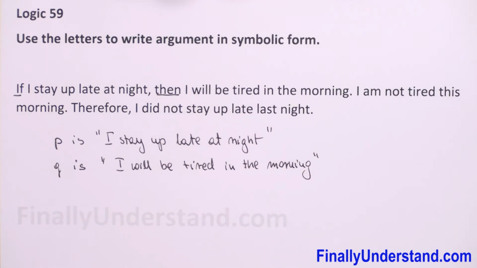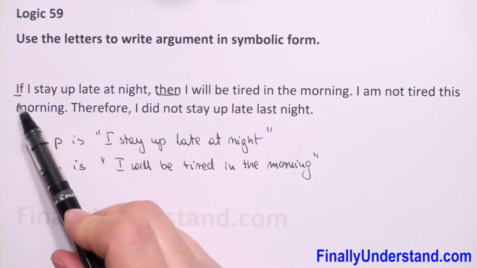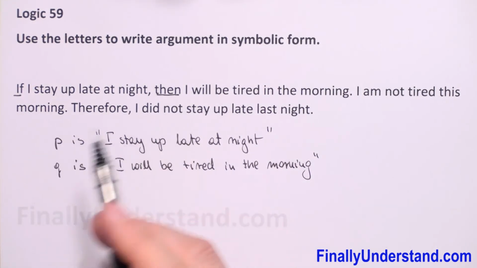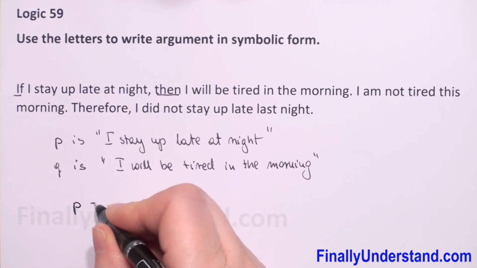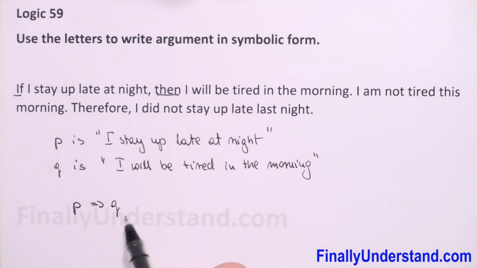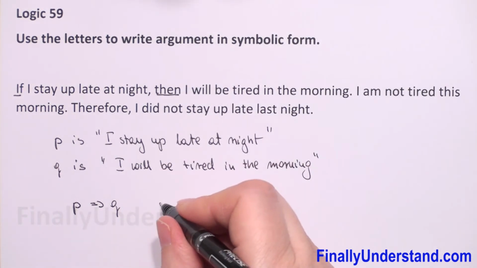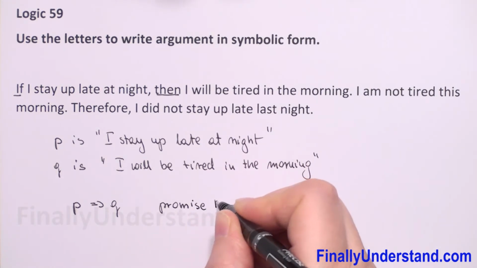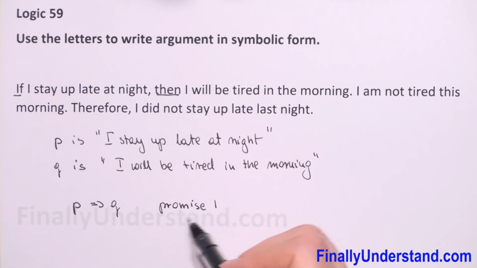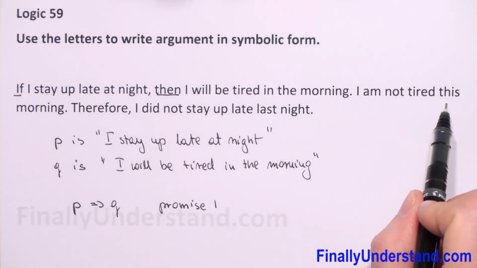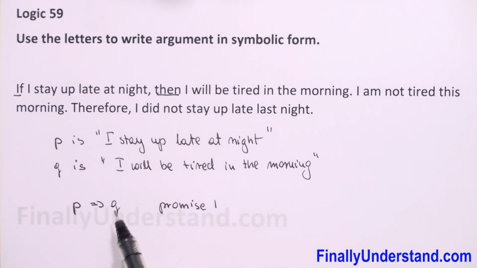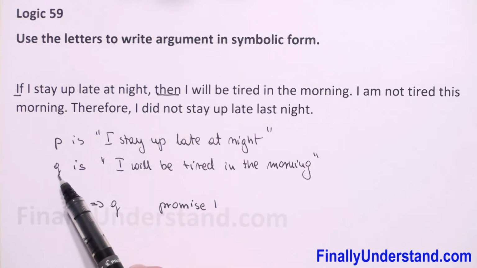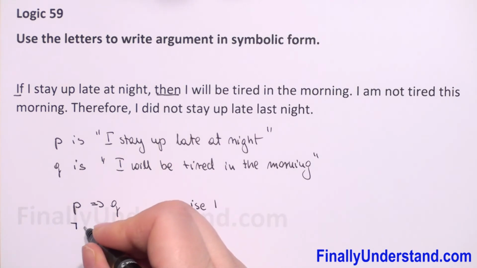So now we can rewrite our argument to letters. First we have, like I said, conditional statement if, then. So we have P implies Q. This is our first premise. Or in some books you can have word hypothesis. And next we have I'm not tired this morning. So this is negation of our Q. So we have not Q.